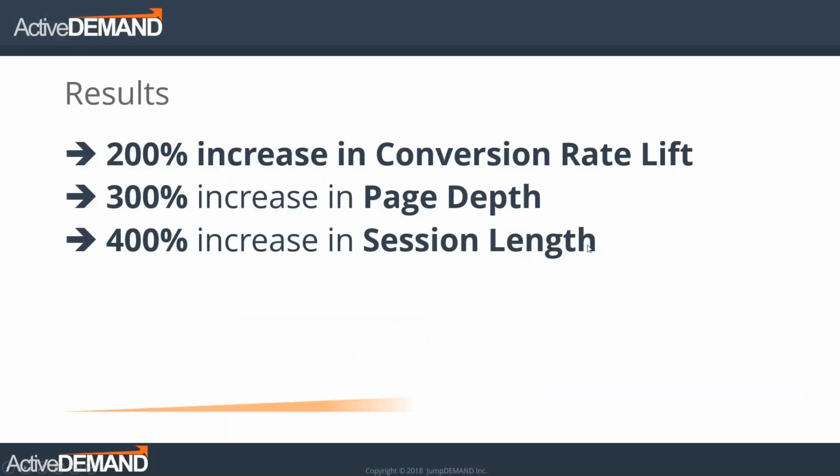So the results in this type of approach compared to, say, the generic approach is literally we've seen a 200% increase in conversion lift, page depth, time on site, and conversion rates all significantly impacted as a result of doing adaptive marketing.